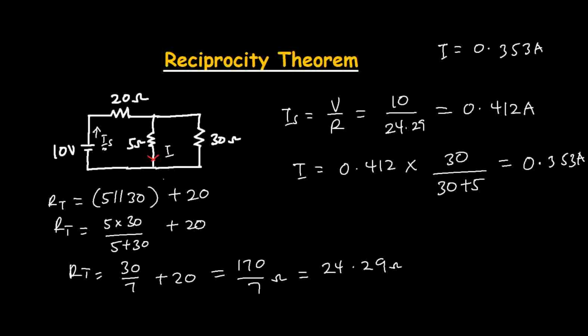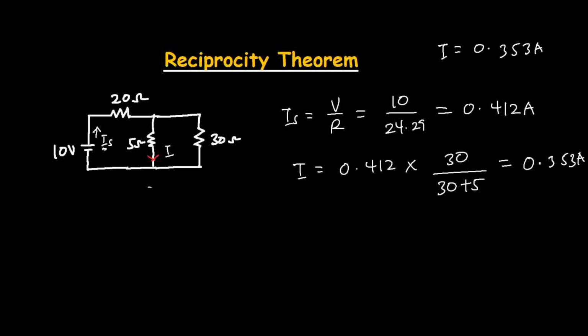Okay, so look at what you are going to do here. You see where this current I is indicated. You are going to take it from there and bring the voltage source to where the current I is, and then we take current I to where the voltage source is. So let's see. I'm going to redraw this circuit by interchanging the position of the current and that of the voltage source.